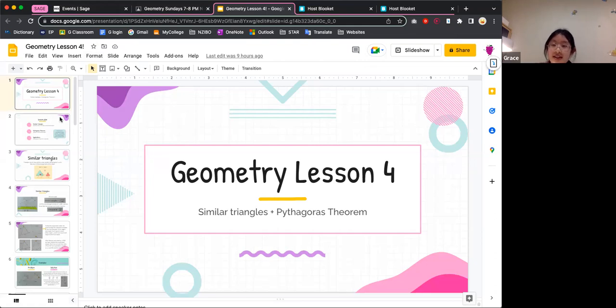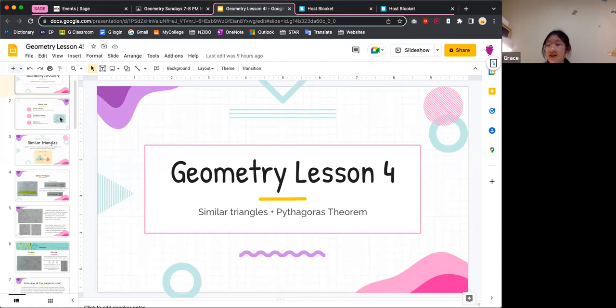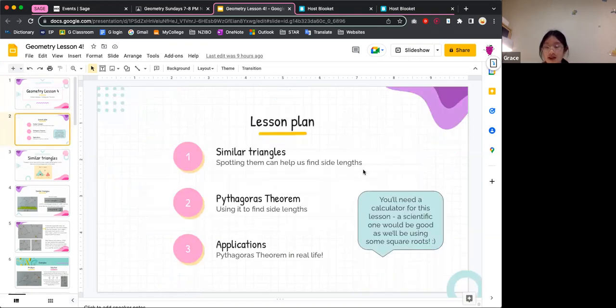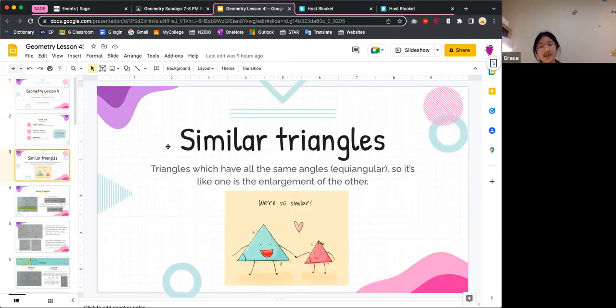Geometry. Today we'll be doing some similar triangles and the Pythagoras theorem. Before we get started, if you want to get a calculator out, because we'll be using the calculator to do some square roots for Pythagoras today. Okay, so we'll start off with similar triangles.